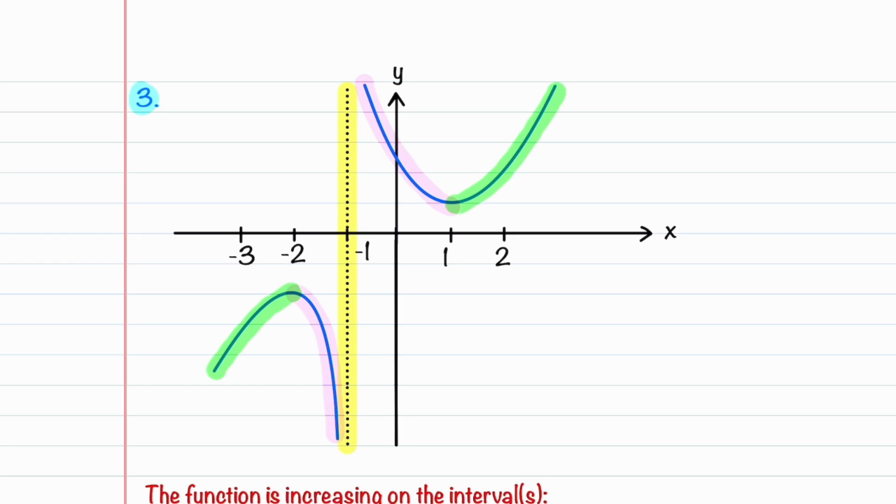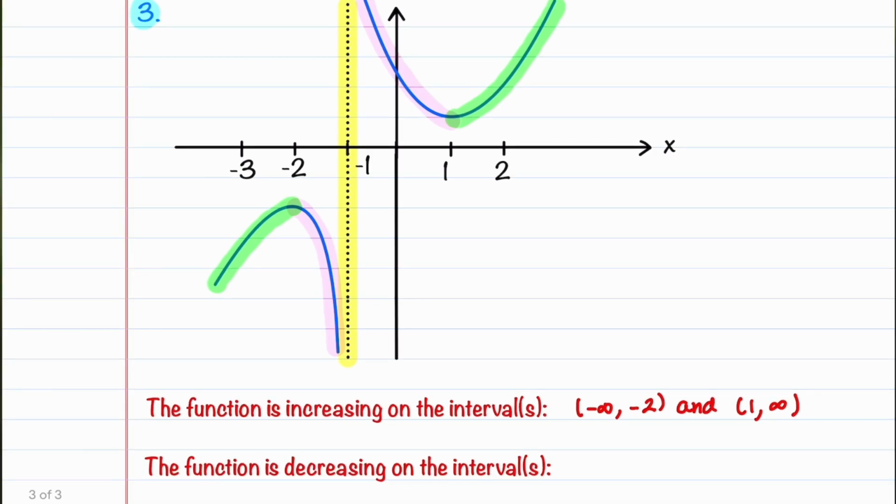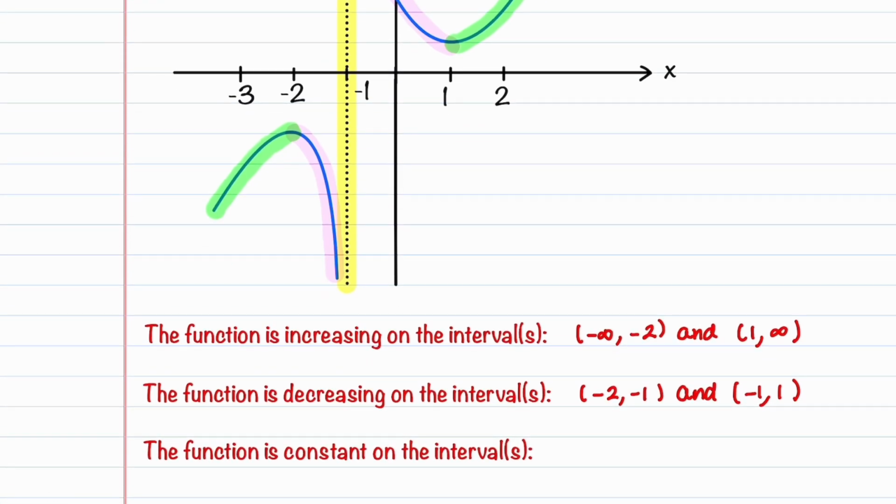to increasing. Our function is increasing on the interval from minus infinity to minus 2 and from 1 to infinity. The function is decreasing on the interval from minus 2 to minus 1 and from minus 1 to 1. Notice that negative 1 is not included since the function is not defined at negative 1. And then lastly, let's just make a note that our function is never constant, so we'll write none for this part.